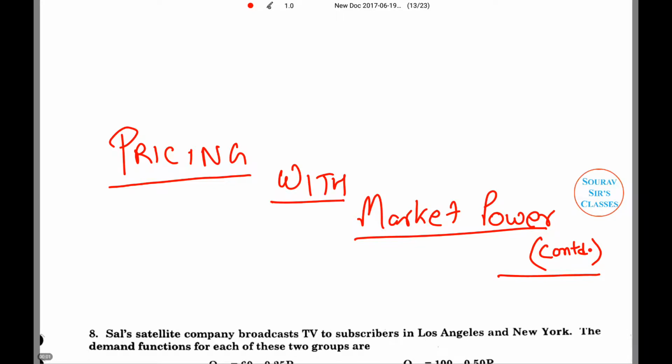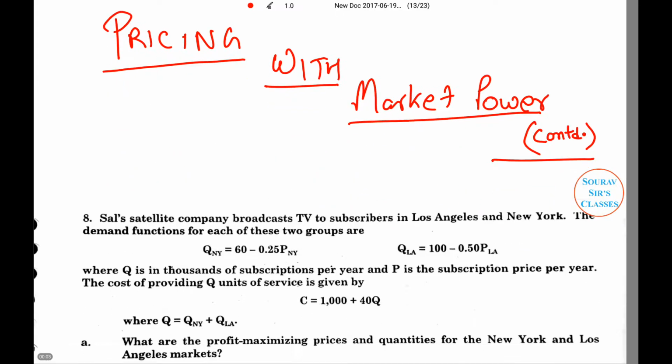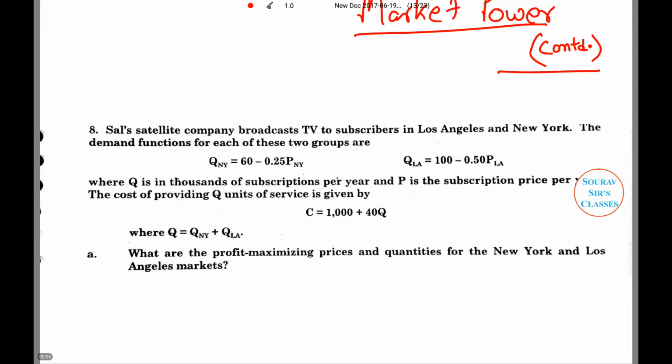Continuing with pricing with market power, we see another question. In this, Sal has a company that broadcasts TV to subscribers in Los Angeles and New York. We have two different demand functions for New York and LA, where Q is in thousands of subscriptions per year and P is the subscription price.